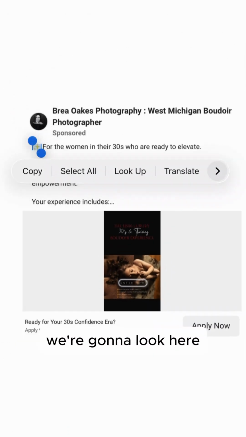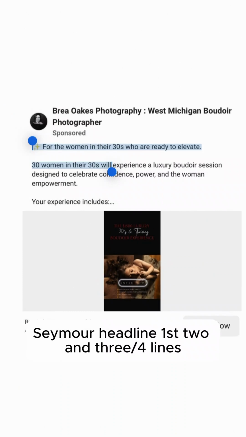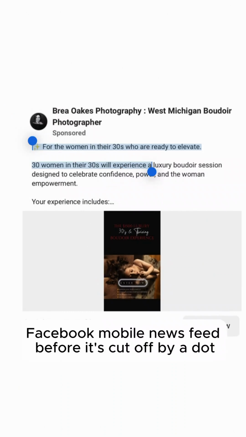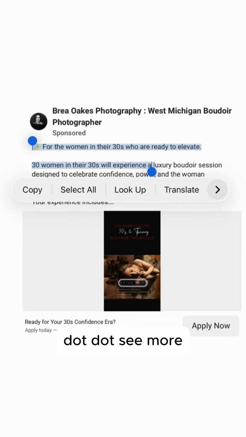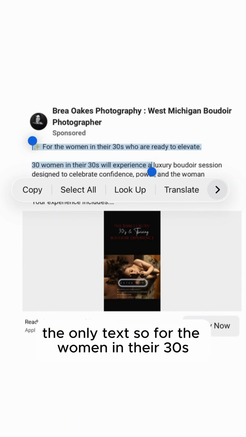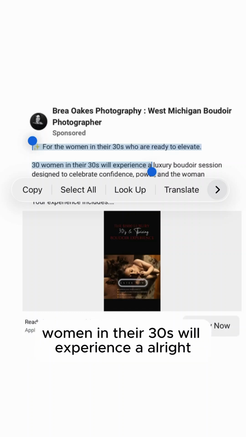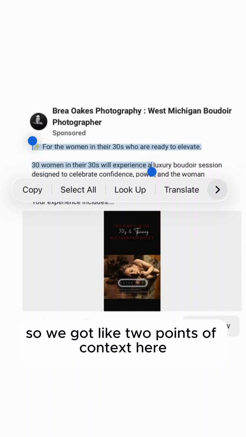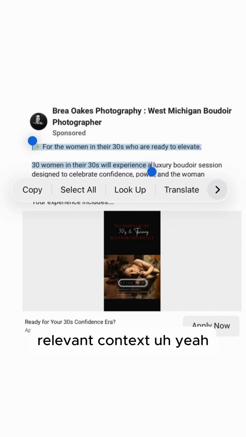Finally, we're going to look here: see more headline, first 2 3/4 lines, Facebook mobile newsfeed before it's cut off by a "See more." This is the only thing that women on Facebook will see, the only text. So for the women in their 30s who are ready to elevate, 30 women in their 30s will experience A. All right, so we got like 2 points of context here, relevant context.